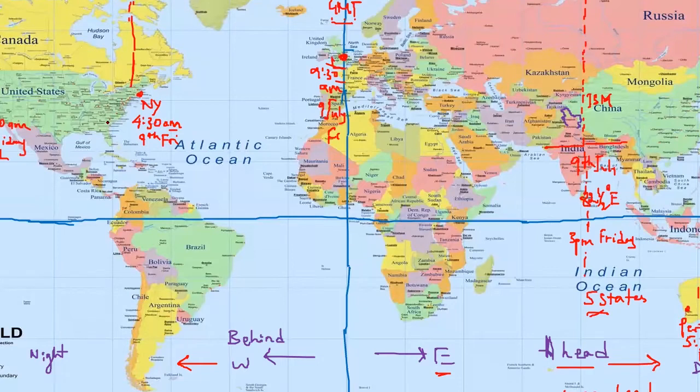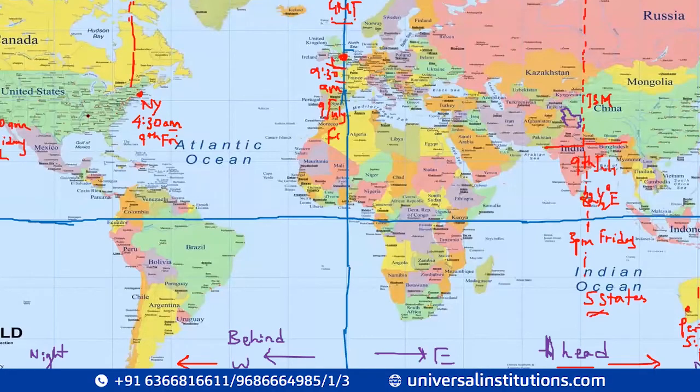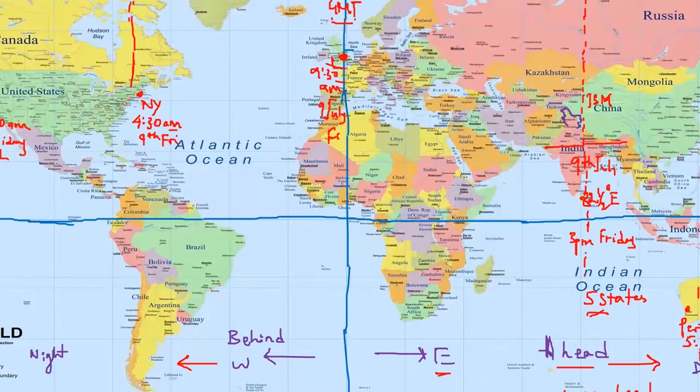So now, all of you take the globe. If you don't have the globe, see my globe here. I have a globe in my hand. Please look at London. This is London here. I'll take the marker. Okay, 1 second. Give me 2 minutes. So all of you, can you see the globe in my hand and a marker?